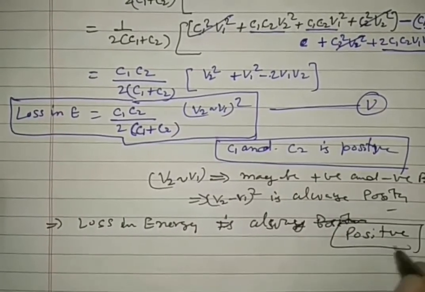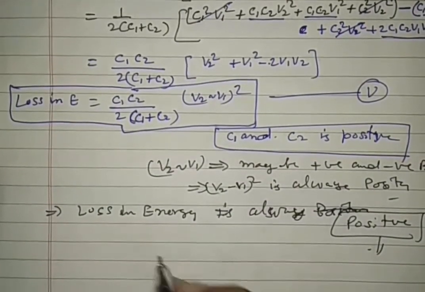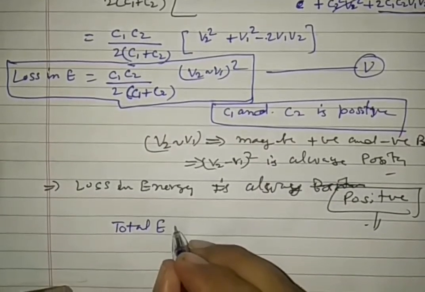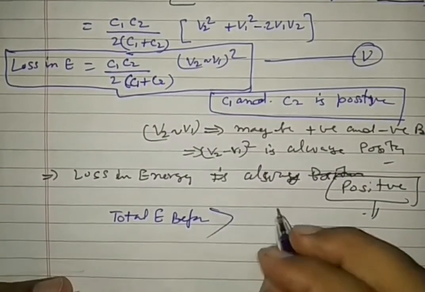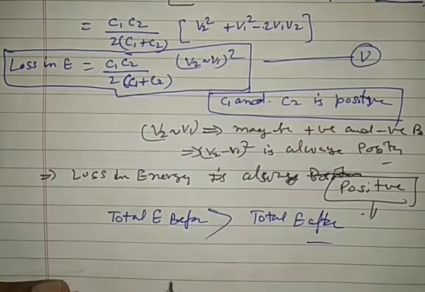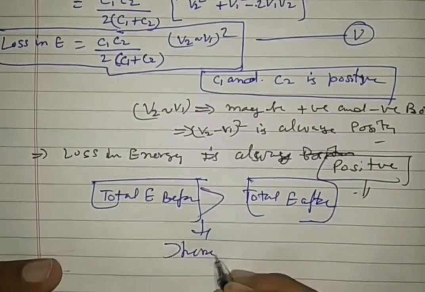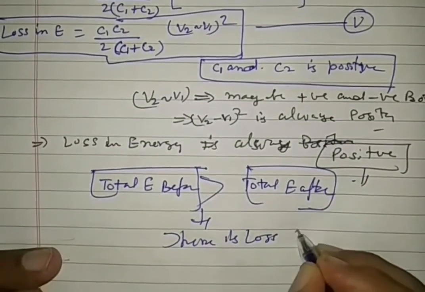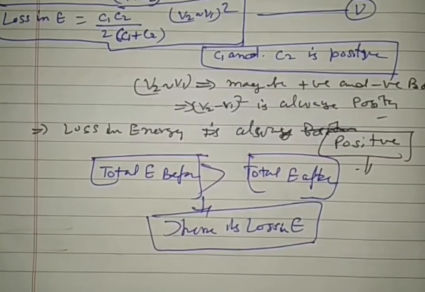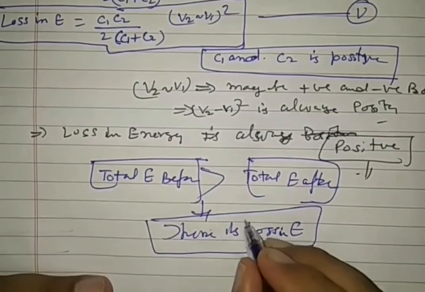See what positive means. It means the total energy before is greater than the total energy after the connection. It means surely there is a loss in energy. So the idea we took in the beginning, here we proved that on connecting the capacitors there is always a loss in energy.